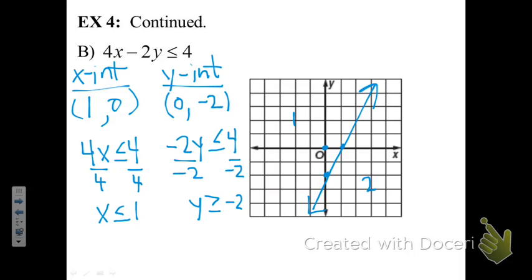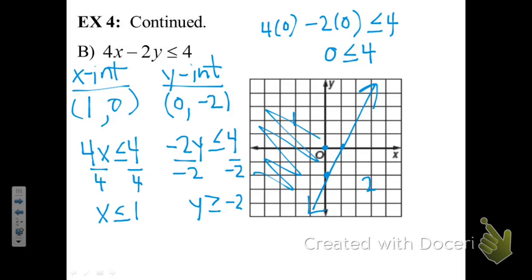I'm going to put it into my inequality. 4 times 0 minus 2 times 0 is less than or equal to 4. When you multiply 4 times 0, you get 0, minus 2 times 0 is 0, 0 minus 0 is 0, is less than or equal to 4, and that's true. So that means wherever that point is that I chose is part of the solution, so that means I will shade in region 1.